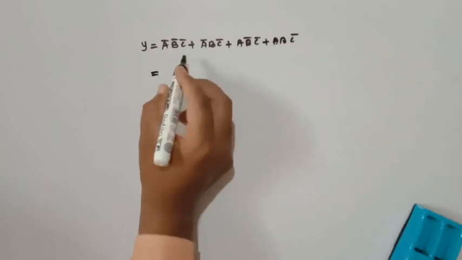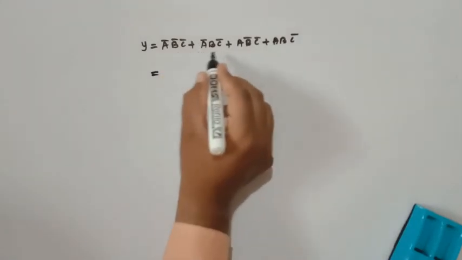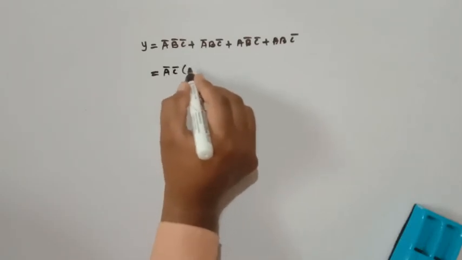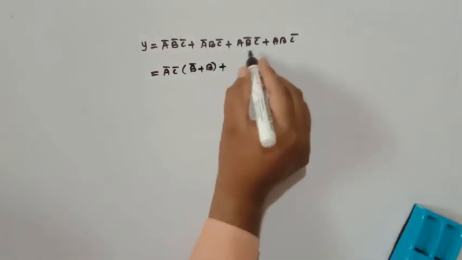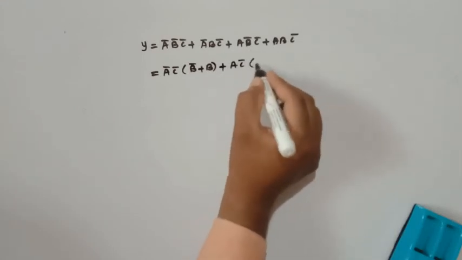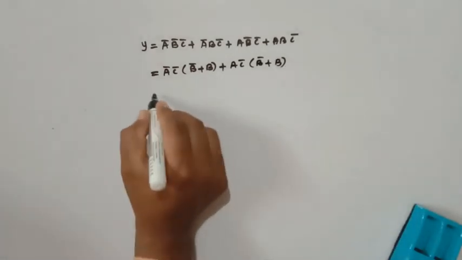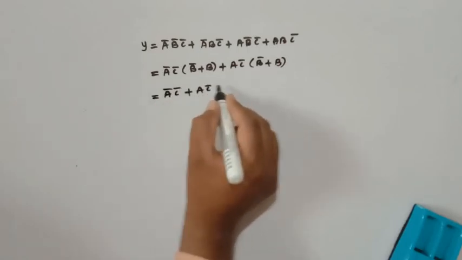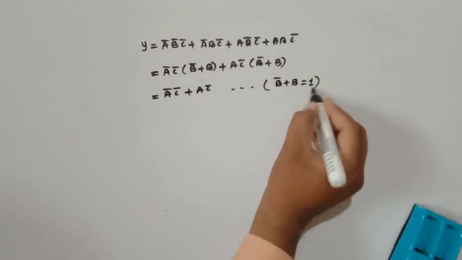Again we observe the equation, and we identify that the first term and second term have the common a bar c bar, so we write b bar + b. In the remaining two terms we identify that a and c bar are common, and we write b bar + b. Again b bar + b is nothing but 1, so we get the equation a bar c bar + a c bar. Here we mention which rule we use: b bar + b = 1.